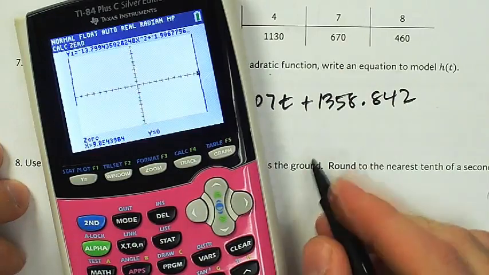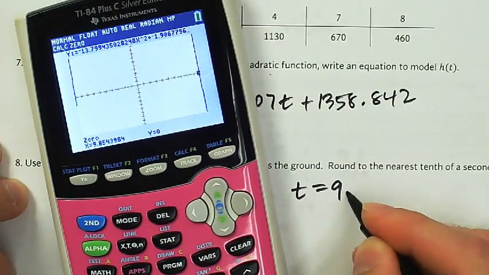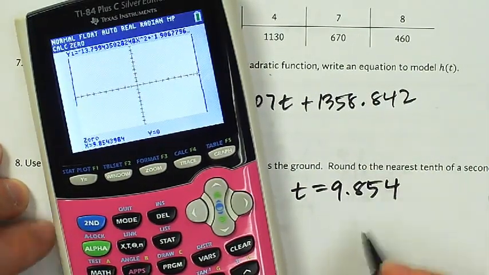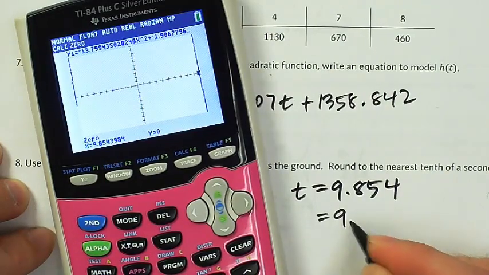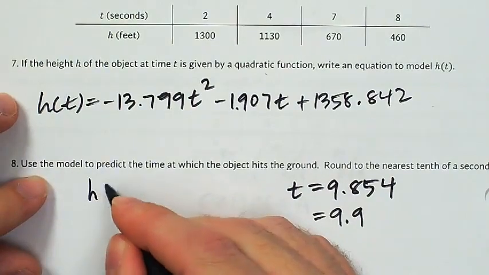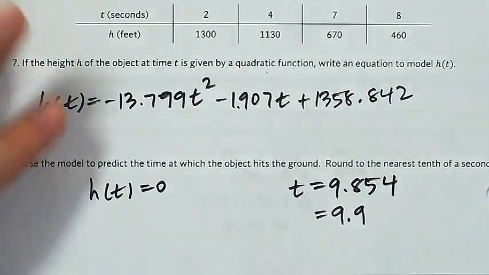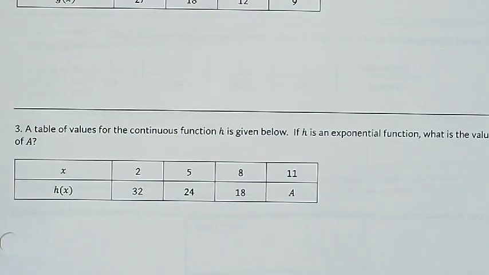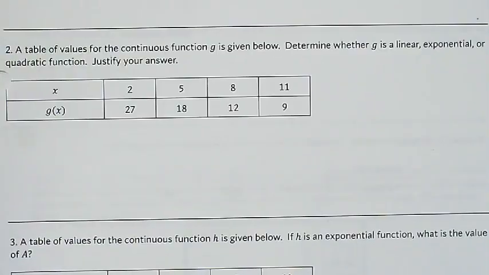And there we go. Okay, that's t equals 9.854. Nearest tenth of a second would be 9.8 or 9.9 seconds. Okay. And this was us finding the time where h of t was equal to 0. All right, that was form B. Let's do form A, and let's keep it pretty quick.